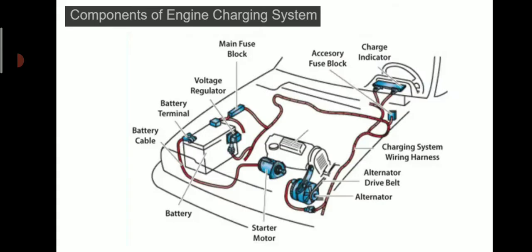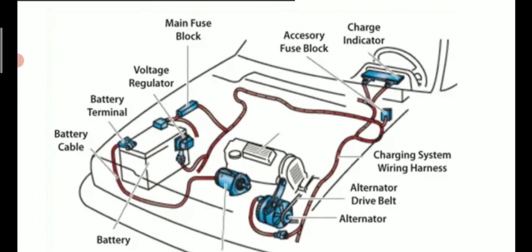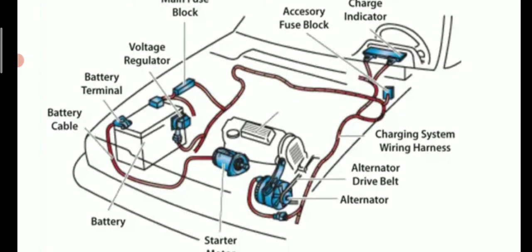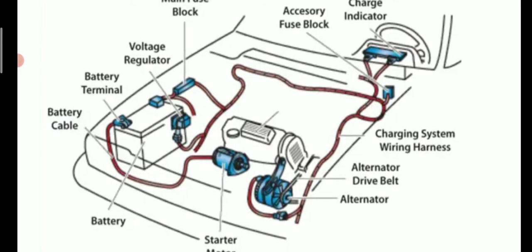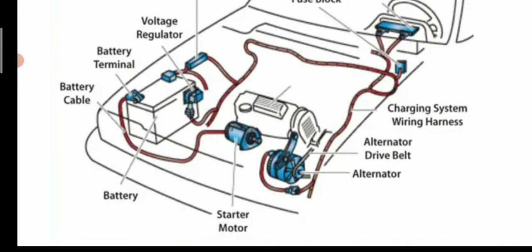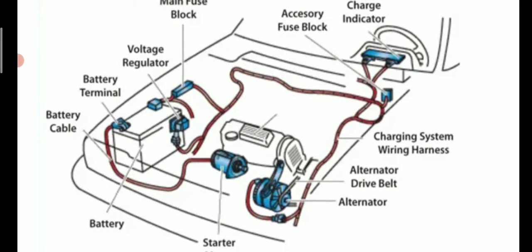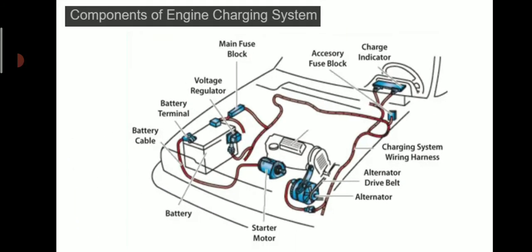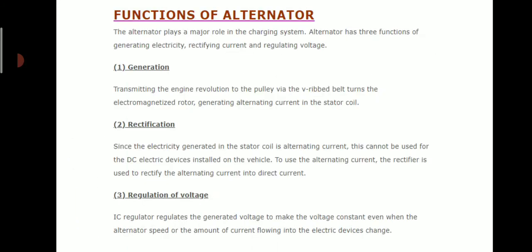This figure indicates the different components of the charging system. You will see the charge indicator, the charging system wiring harness, the alternator drive belt, alternator, starter motor, battery, battery cable, battery terminal, voltage regulator and main fuse block. These are some of the important components of the charging system.